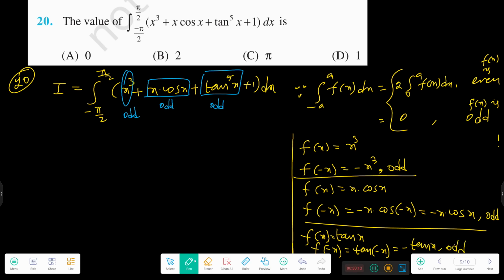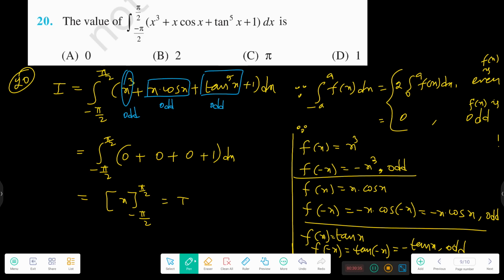So these three things you write separately. Odd means everything became 0. X cube is 0, x cos x is 0, tan is also 0, then only 1 we have, 1 into dx finally. All the remaining are 0. Then if you take the integral of 1, just x from minus pi by 2 to plus pi by 2: upper limit pi by 2 minus lower limit minus pi by 2, so minus into minus gives plus pi by 2. Pi by 2 plus pi by 2, pi is our answer. What is the option? C is the answer.